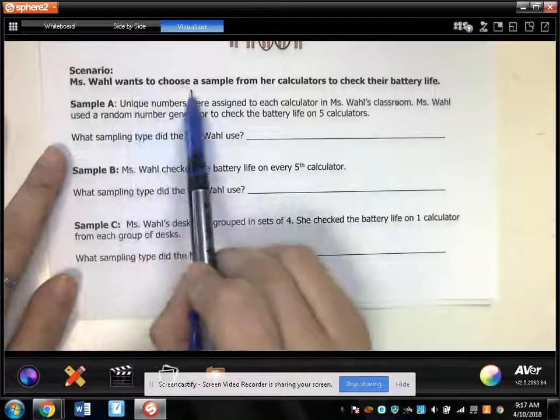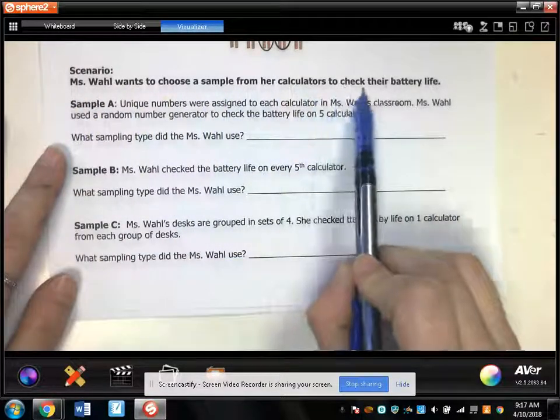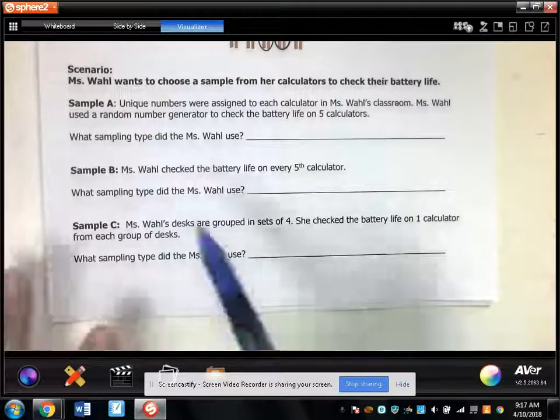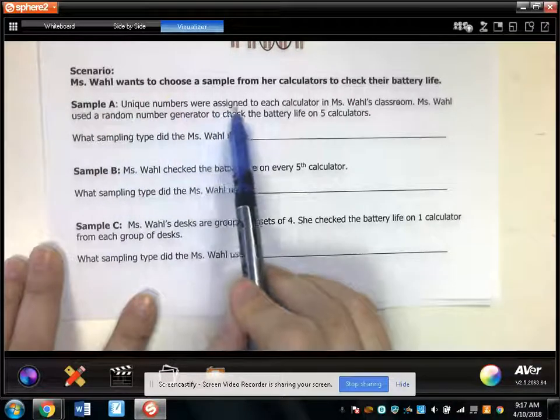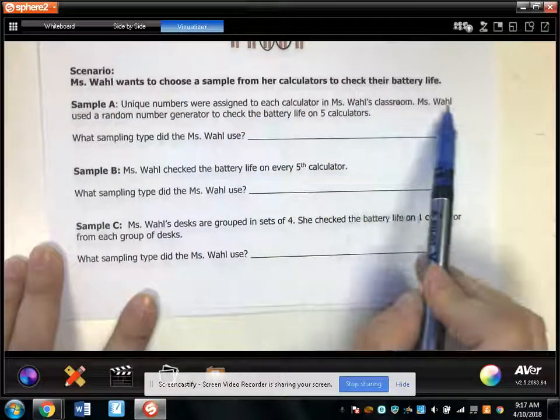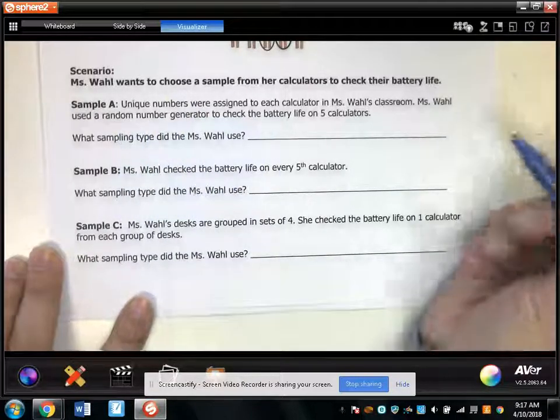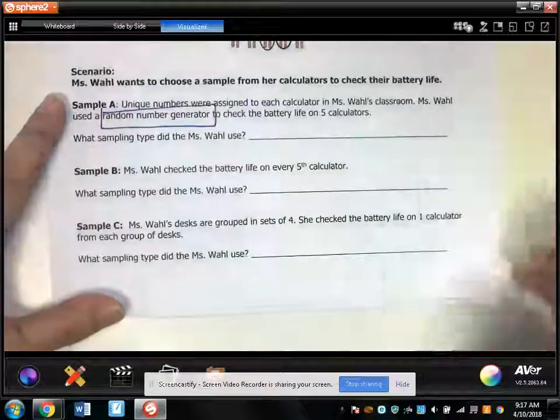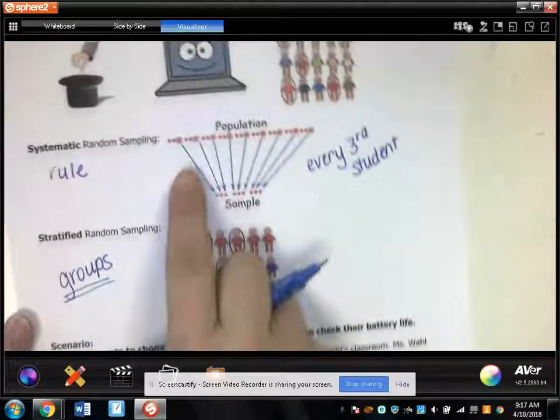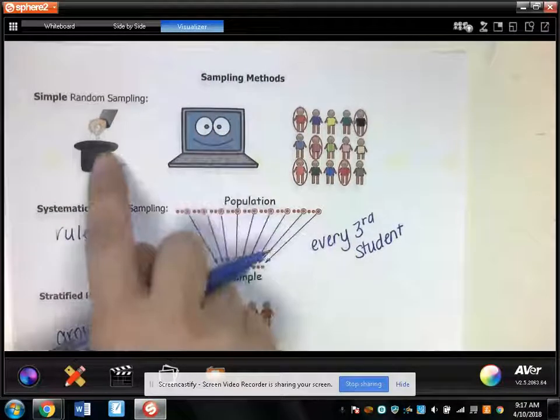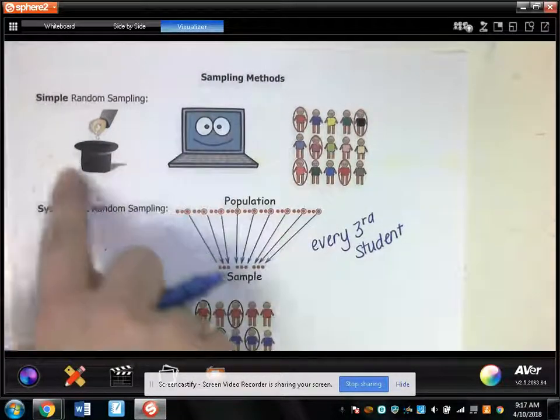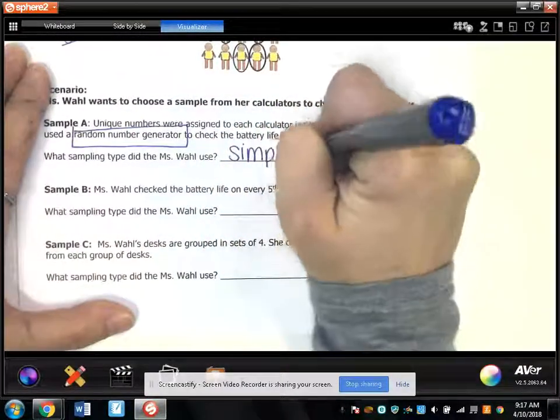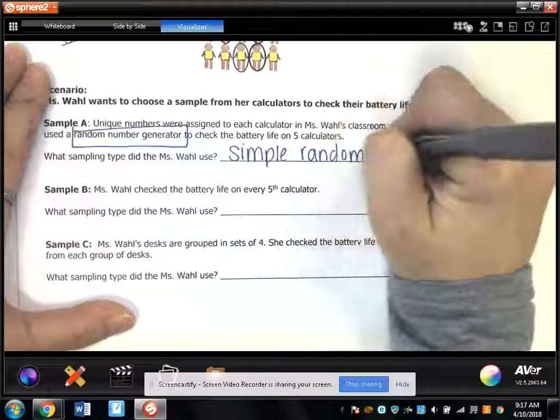Miss Wall wants to choose a sample from her calculators to check their battery life. She doesn't want to check every single calculator. She wants to choose a sample. So sample A. Unique numbers were assigned to each calculator in Miss Wall's classroom. Miss Wall uses a random number generator to check the battery life on 5 calculators. Random number generator. What sampling type did you use? Well, remember, if you use a random number generator or you choose names out of a hat or you choose numbers out of a hat, that is a simple random sample.